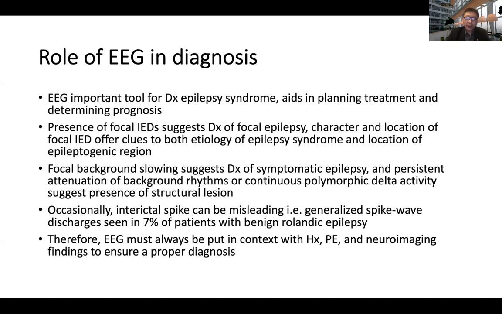Occasionally, interictal spikes can be misleading, for example, the generalized spike discharge seen in 7% of those with benign rolandic epilepsy. Therefore, EEG must always be put into context with the history, physical examination, and neuroimaging findings to ensure a proper diagnosis.